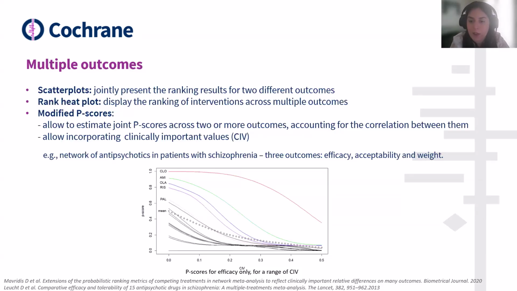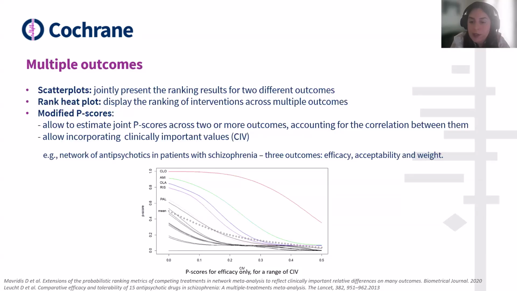In this example of a network meta-analysis of antipsychotics in patients with schizophrenia, 3 outcomes were assessed: efficacy, acceptability, and weight change. While some interventions perform well in terms of efficacy, others may be better in terms of acceptability or weight. To identify treatments that perform consistently well across the 3 outcomes, we can use the modified p-scores.